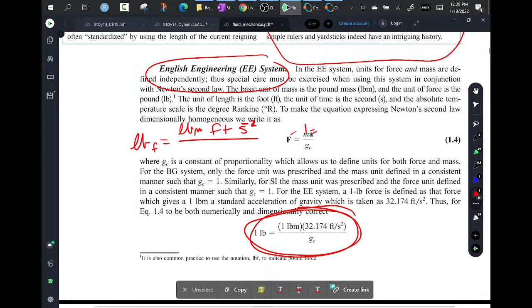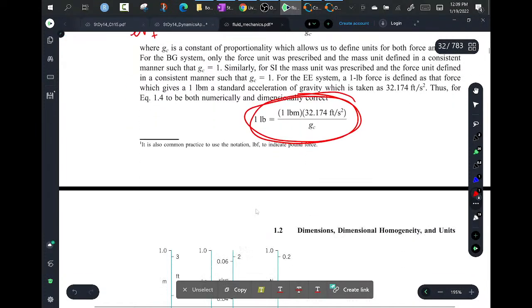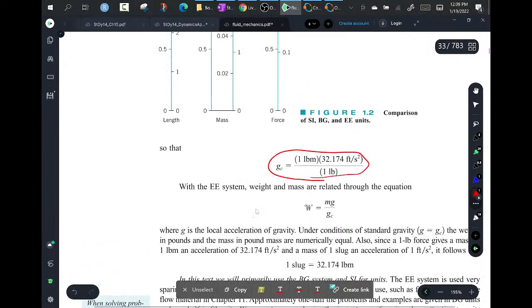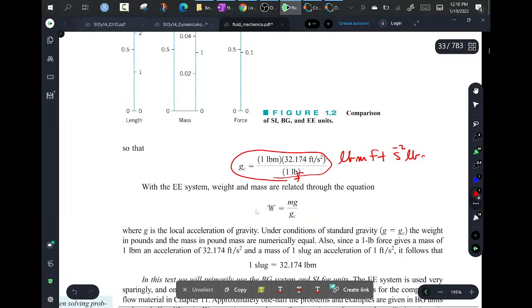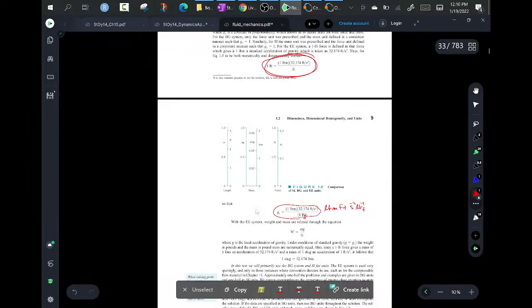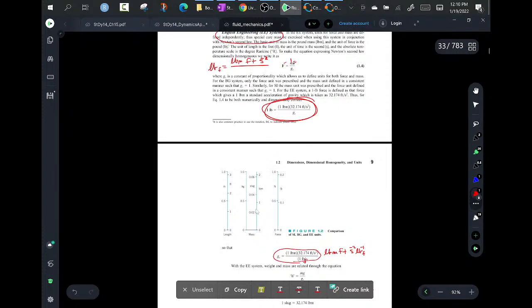Now, G sub C can be considered, okay, I have to go to the next page. Okay, so G sub C could be considered pound mass, a foot, a second to the minus 2, and then a pound. Now, he technically should put an F there. Pound F to the minus 1. Now, I should carry that over here.